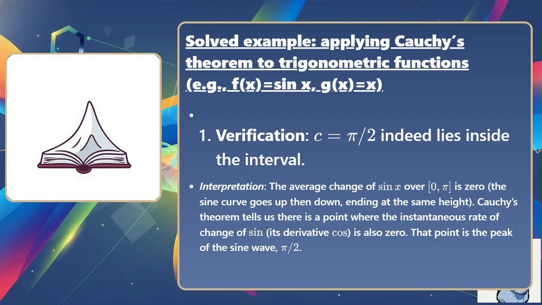Interpretation. The average change of sine x over the interval from 0 to pi is 0 because the sine curve goes up then down, ending at the same height. Cauchy's theorem tells us there is a point where the instantaneous rate of change of sine, which is its derivative cosine, is also 0. That point is the peak of the sine wave at pi over 2.